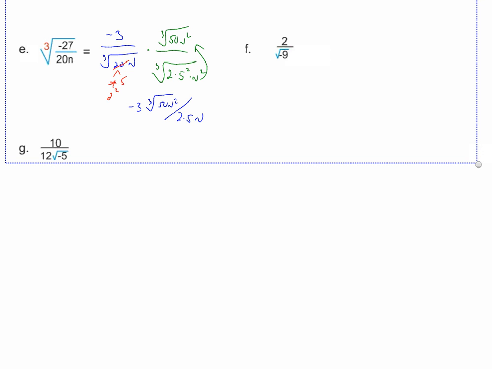Now my top has a negative 3, my bottom has a 2 times 5, so that doesn't reduce. But if that top would have been a 2, it would have. Or if that top would have had a 5, it would have. So your final answer is what? Negative 3 times the cube root of 50n squared over 10n.